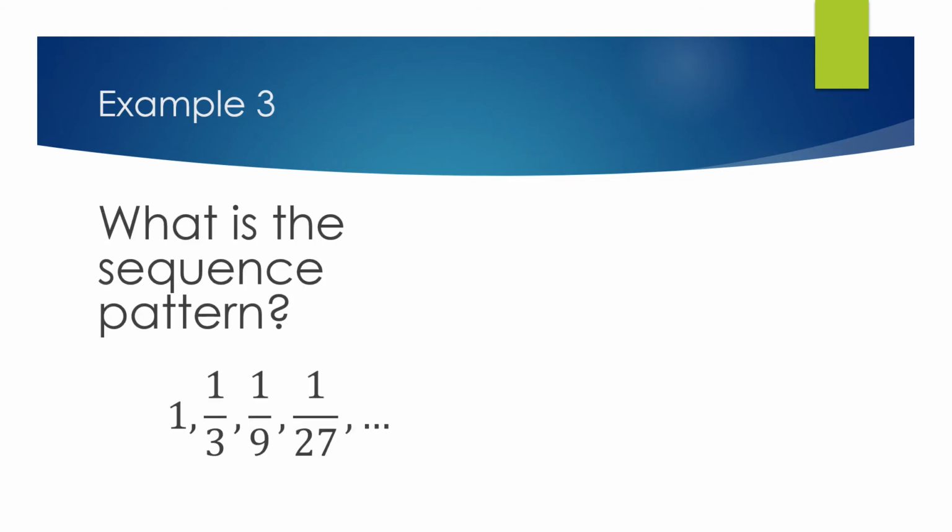Example 3. What is the sequence pattern? 1, 1/3, 1/9, 1/27, and so on and so forth. Well, what I notice here is that these denominators are all powers of 3. So if I just started with the 1/3, I could write that as 1 over 3 to the first power.